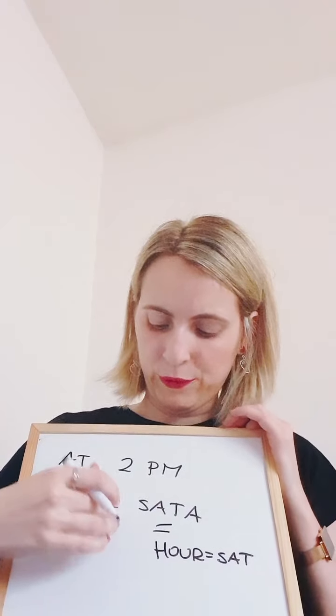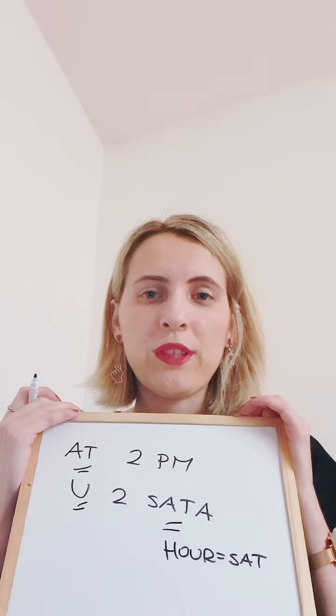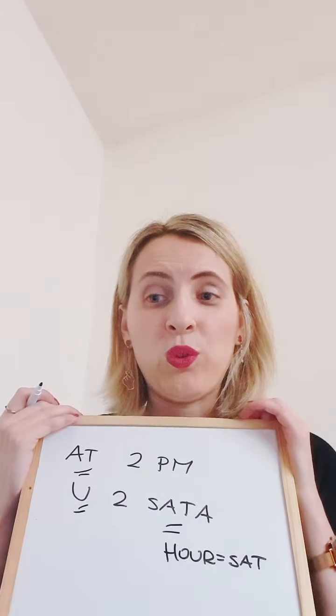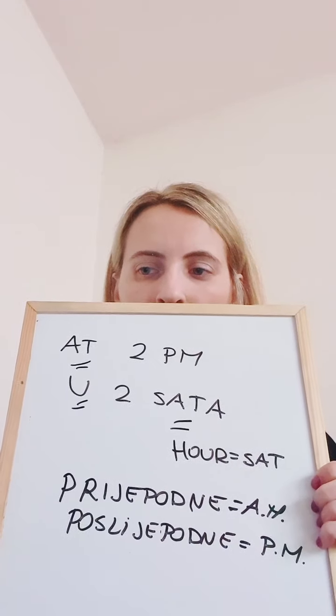So u 2 sata. But if you say u 2 sata, you would actually think, is it AM or PM? So u 2 sata poslije podne. So prije podne is AM, and poslije podne is PM. Okay, so prije podne is AM and poslije podne is PM. And if you want, prije actually means before, and poslije means after.